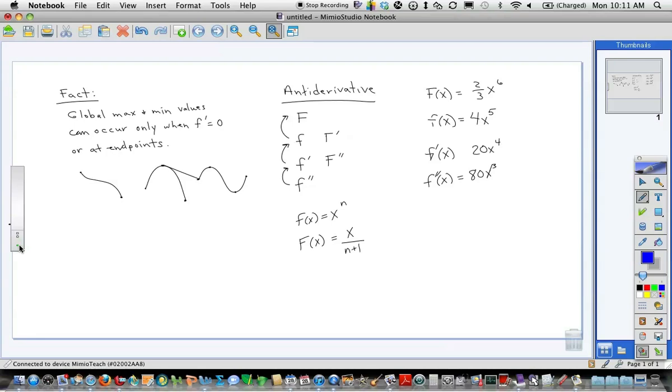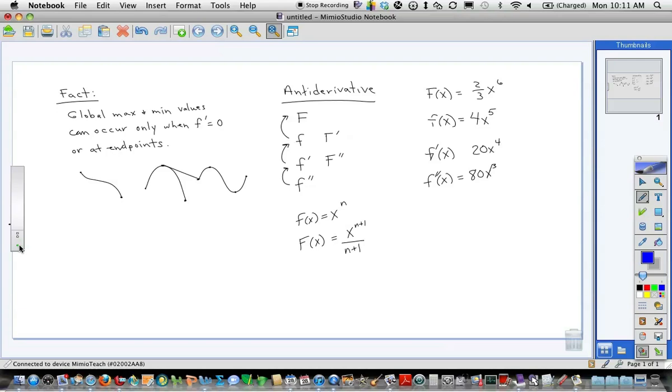Divide by n plus 1, and it's x to the n plus 1. That's exactly right. The rule is, and if you think about this, it makes sense. The derivative rule is a two-step process. Multiply by the power, right? We bring the n down in front, multiply by n, and then decrease the power by 1.